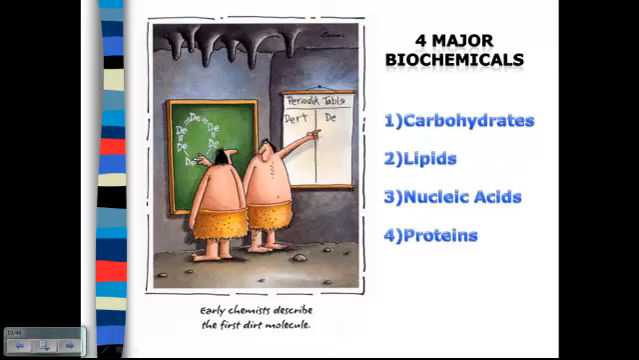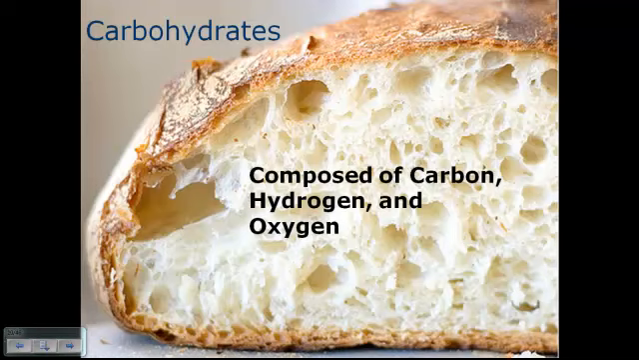We're going to go ahead and get started on a lecture here talking about the four major biochemicals, which as you can see are carbohydrates, lipids, nucleic acids, and proteins. We're going to talk about carbs and lipids and a little bit about proteins in this lecture. And in the next lecture, we'll finish up on proteins and nucleic acids. So let's start right out with carbohydrates.